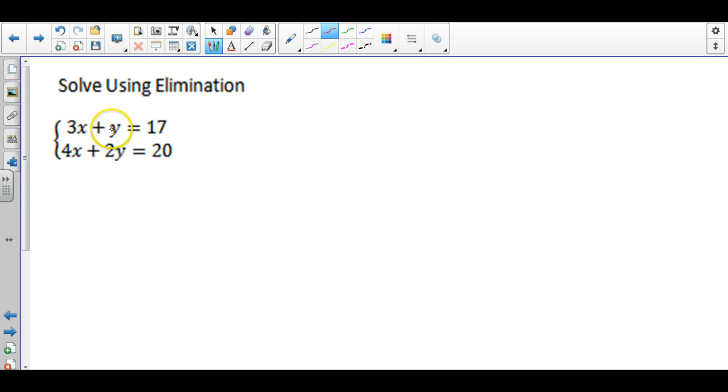It looks a lot easier if I want to eliminate my y's, because in order to cancel a positive 2y, I would need the top equation to say negative 2y, because you want opposites so that one of these will be positive and the other will be negative. In order to make the top equation turn into negative 2y, I need to multiply everything by negative 2, everything going across the top. So negative 2 times 3x is negative 6x. Negative 2 times y is negative 2y. And negative 2 times 17 is negative 34. So I have my top equation rewritten.